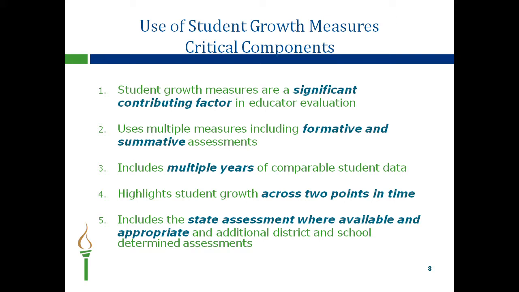Using measures of student growth in the educator evaluation process include these critical components. Student growth measures are a significant contributing factor in the educator evaluation process. Use multiple measures, including formative and summative assessments. Include multiple years of comparable student data. Highlight student growth across 2 points in time. Include state assessments where available and appropriate, as well as additional district and school-determined assessments.